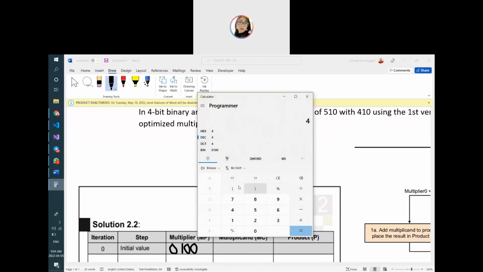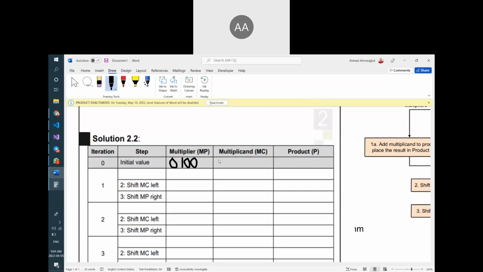So it's going to be 5 0 1 0 1. But before that, you're going to add 4 zeros to the left. To its left. Yes. Okay.